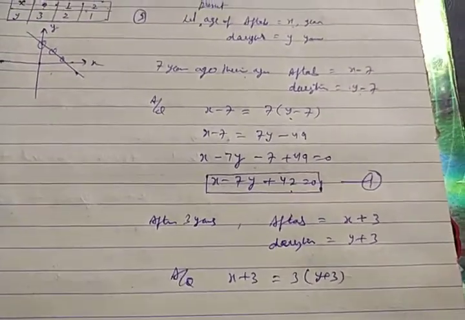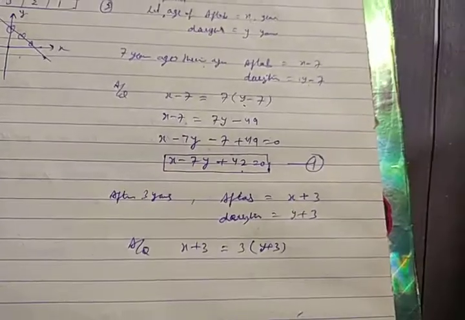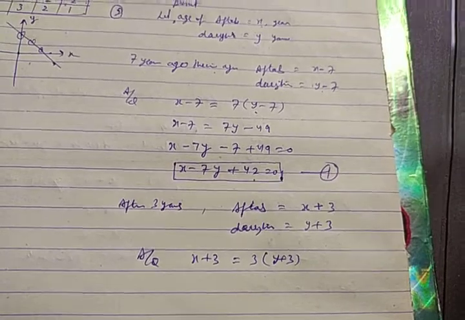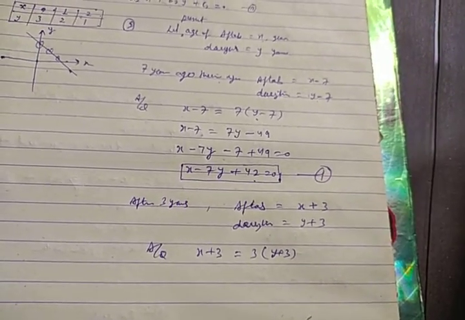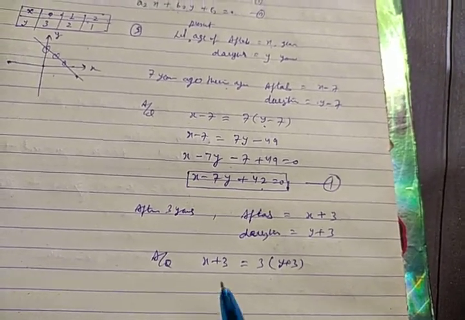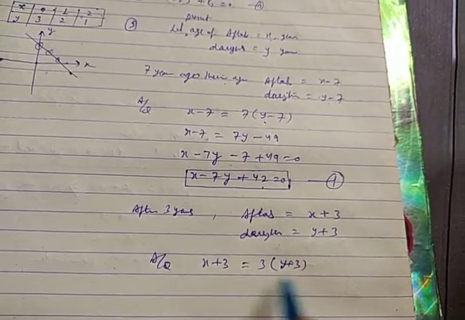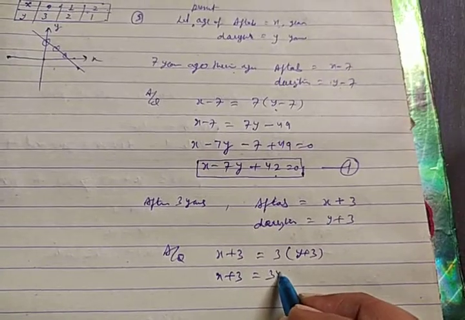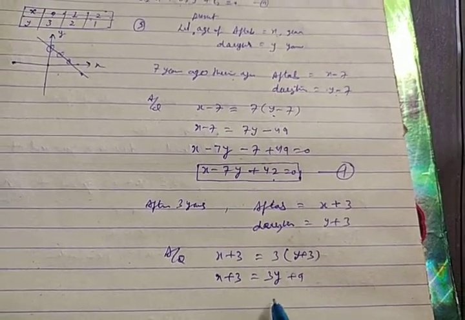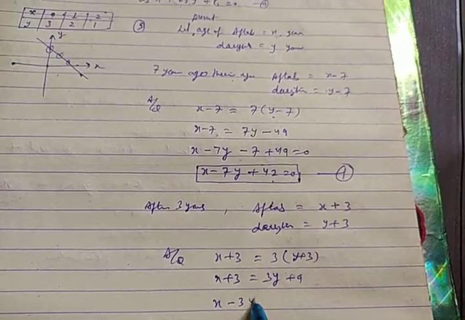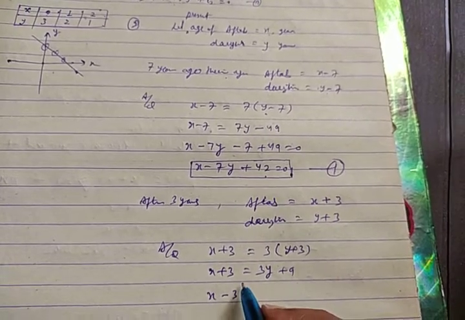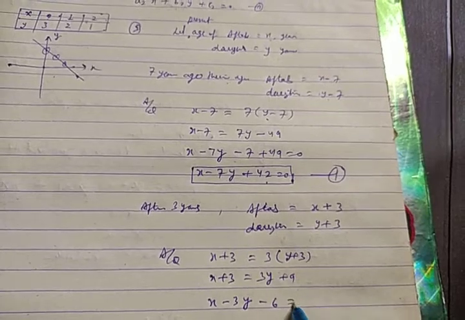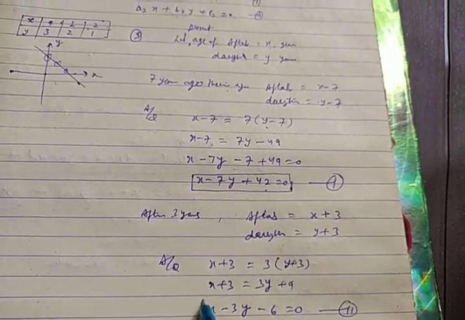Now from the question you also have to understand that Aftab is the father and the other person is the daughter. The father's age would be greater than the daughter's age, so you can take the clue from the equation. Simplify it: x plus 3 is equal to 3y plus 9. Again arrange x minus 3y, and this side it will become minus 6. This is your second condition.